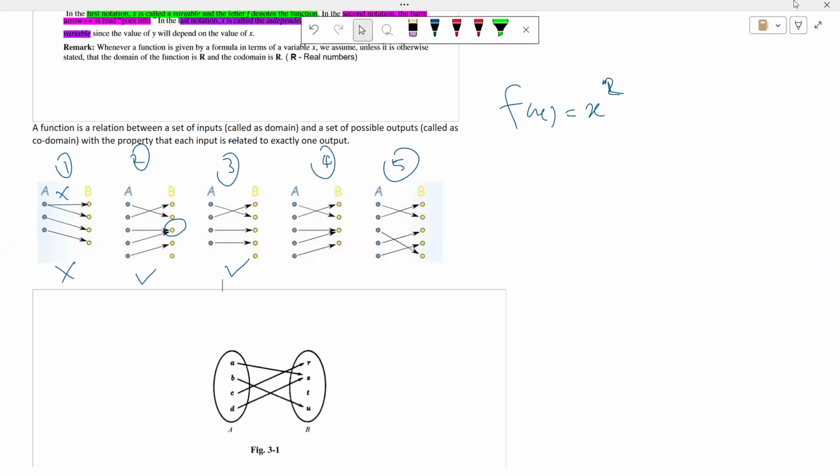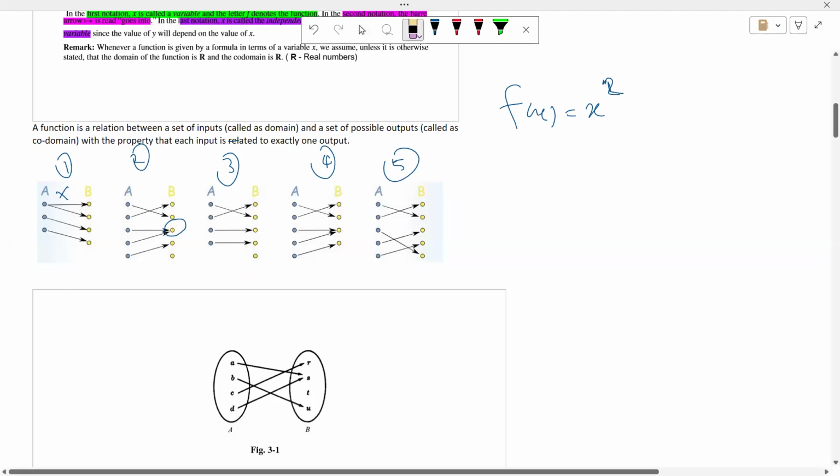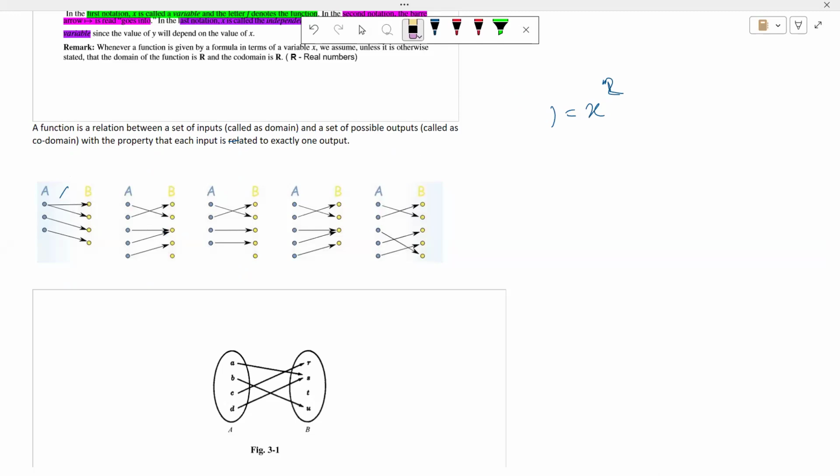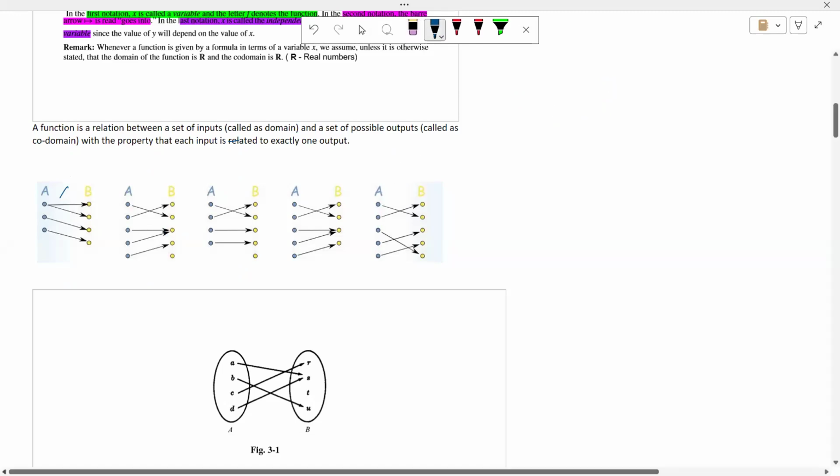So the third one is also a function, right? What about the fourth one? The fourth one is also a function, right? The fifth one is also a function, right? So only the first one is not a function. The important thing is, if I give a diagram, you need to find out whether it is a function or not. That is important.